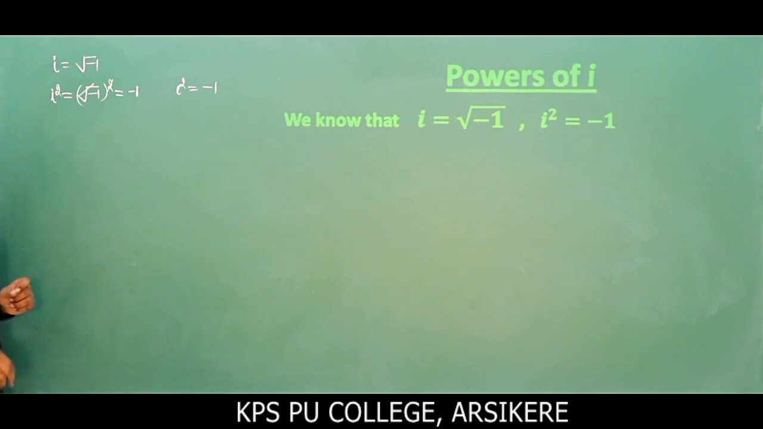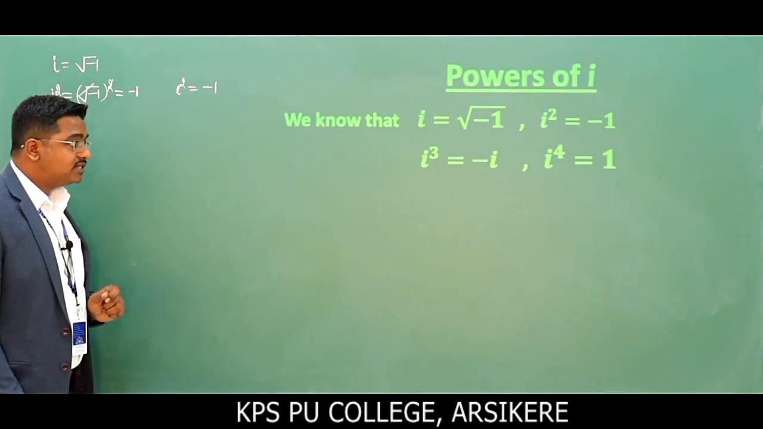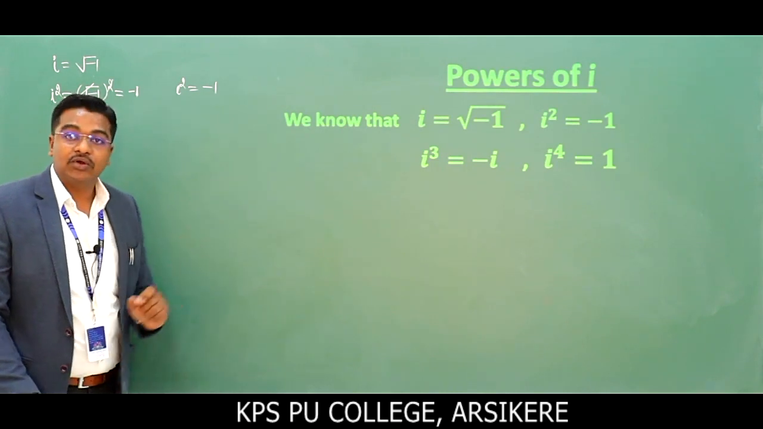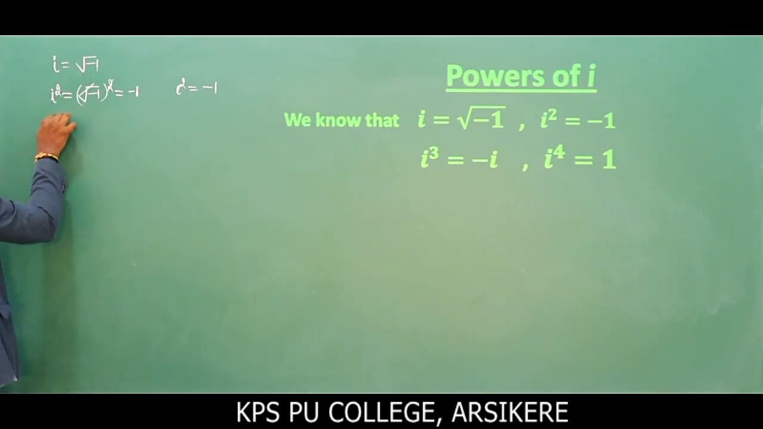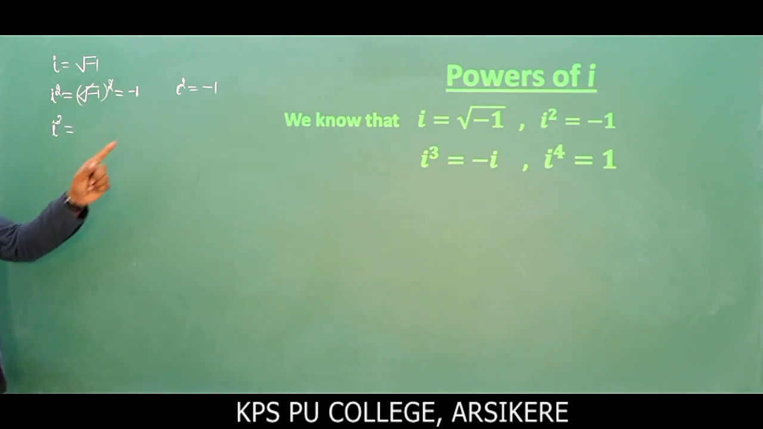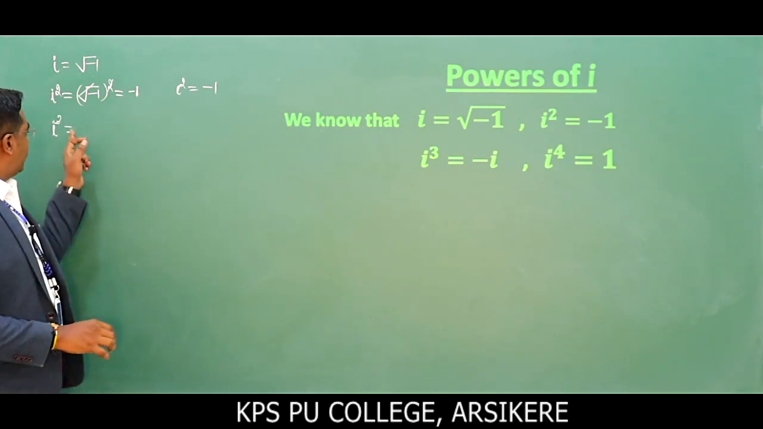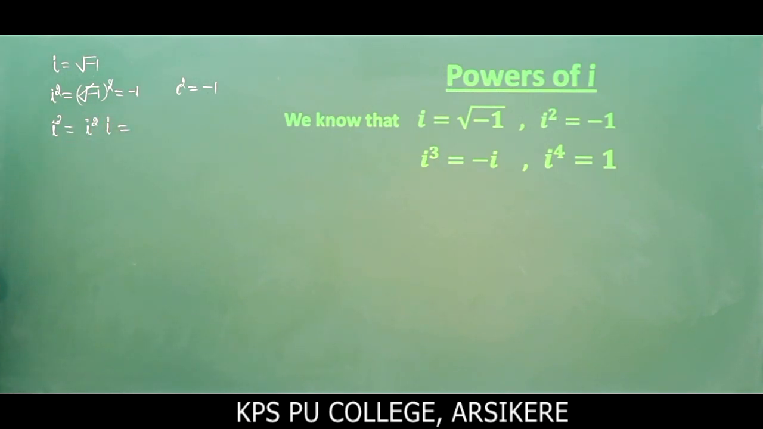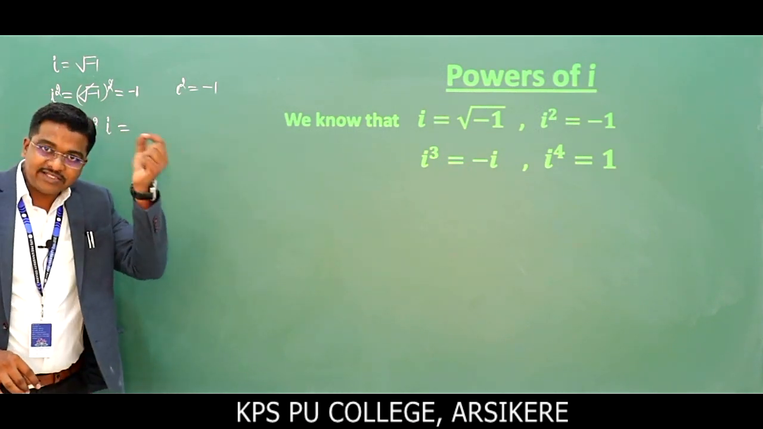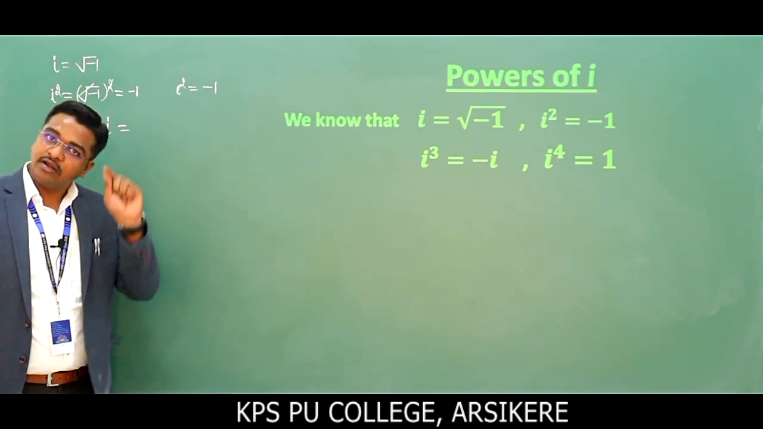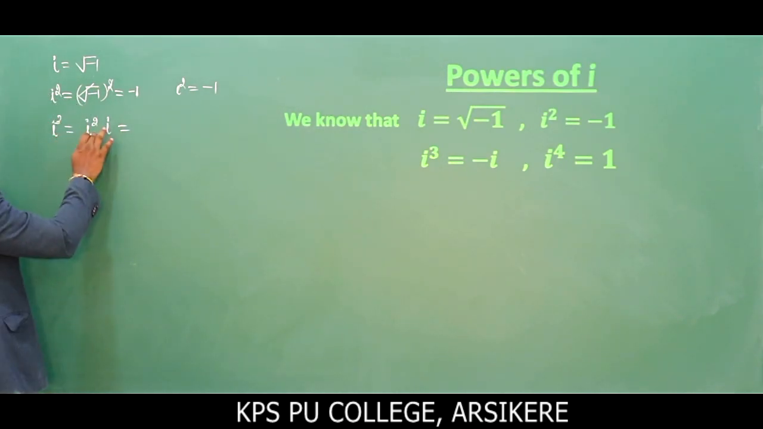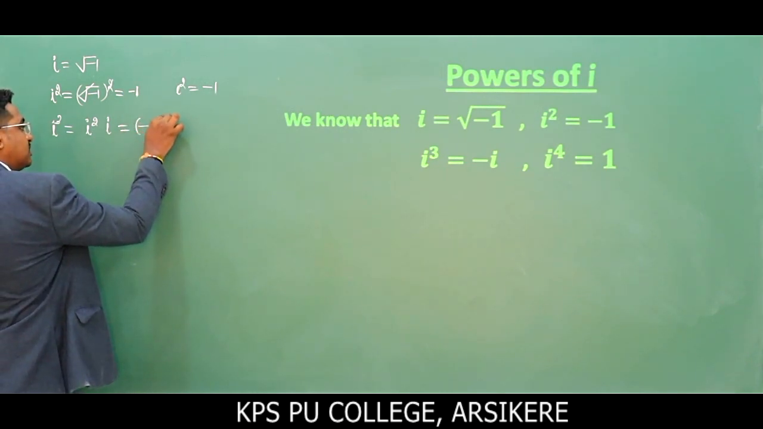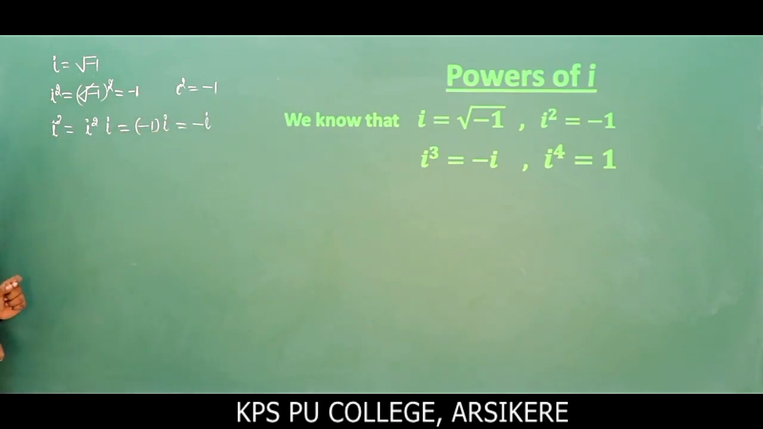This is very important. And the next one. i cube is equal to minus i and i power 4 is equal to plus 1. I will explain. i cube is equal to minus i. You can write this as i square into i, because 3 can be written as 2 plus 1. So i square into i power 1, and i power 1 is nothing but i. What is i square value? Minus 1. So minus 1 times i. This becomes minus i. Is it clear? i cube value is equal to minus i.